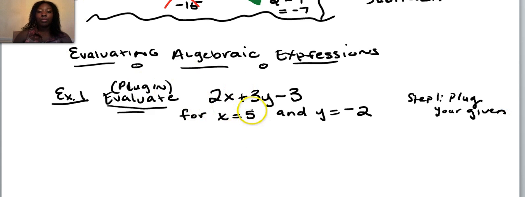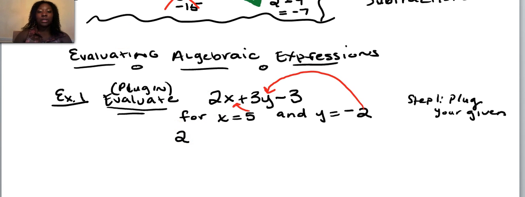Okay, so what x equals 5 means is whenever you see x, you're going to replace it with 5. Y equals negative 2 is whenever you see y, you're going to replace it with negative 2. Okay, so I'm going to try to color code. 2, every time I see x, I'm going to replace it with 5. Plus 3y, every time I see y, I'm going to replace it with negative 2. Okay, plug in.